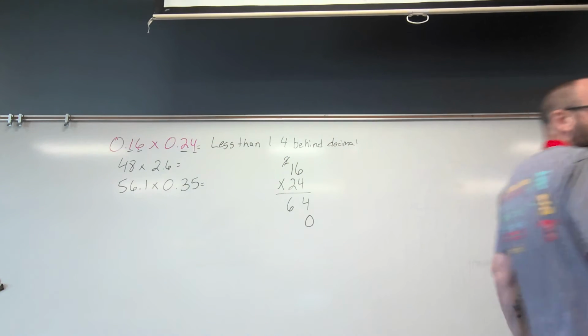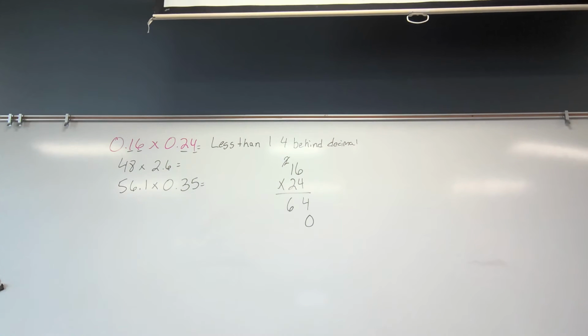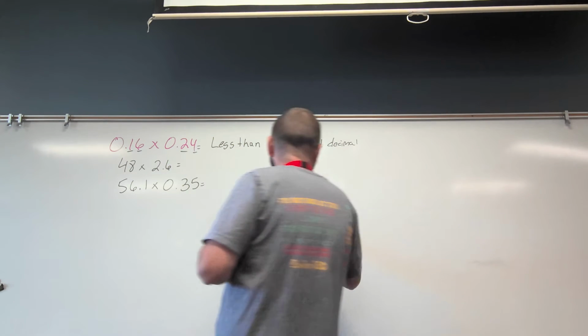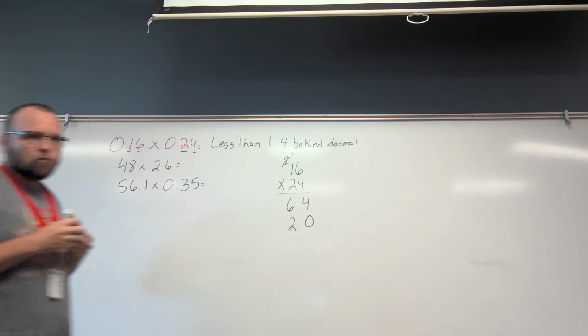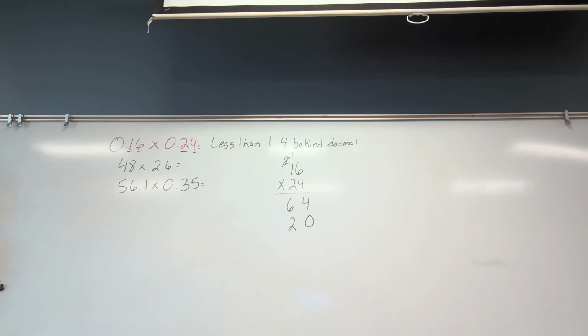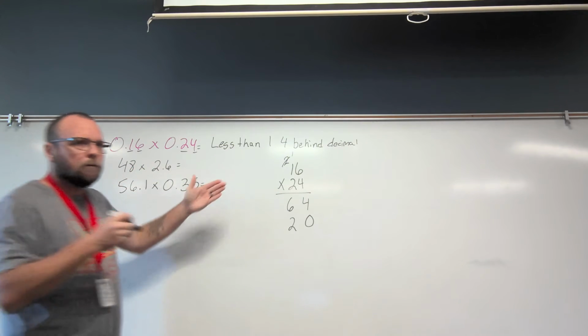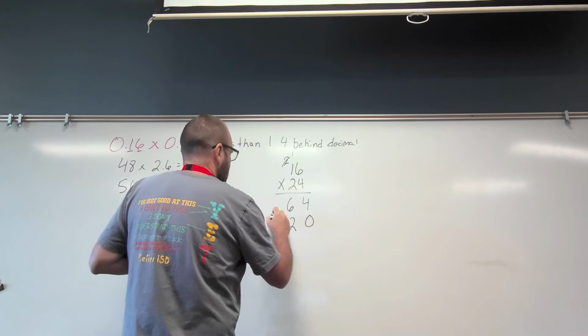Courtney, 2 times 6. 12. So I got 2 tens and 1 hundred. 2 times 1, Courtney. Sorry. 2 plus 1 more. 3.